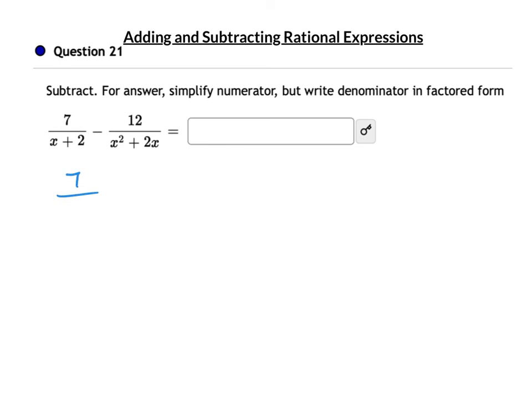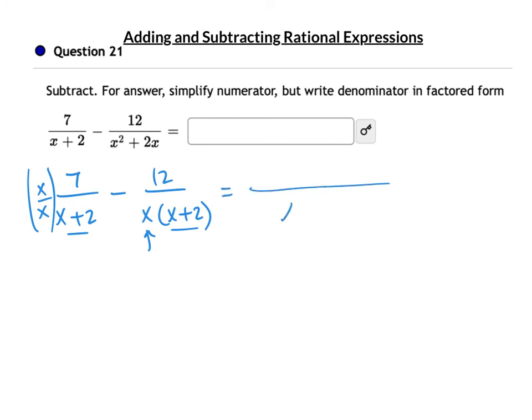And our last example, we need to factor the 12 over x squared plus 2x. That's a GCF of x times x plus 2. Notice that this side has an x plus 2, as this does. We're good there. This side has an x. This side here will also need an x. Now the denominators will be the same. Everything will be over x times x plus 2.